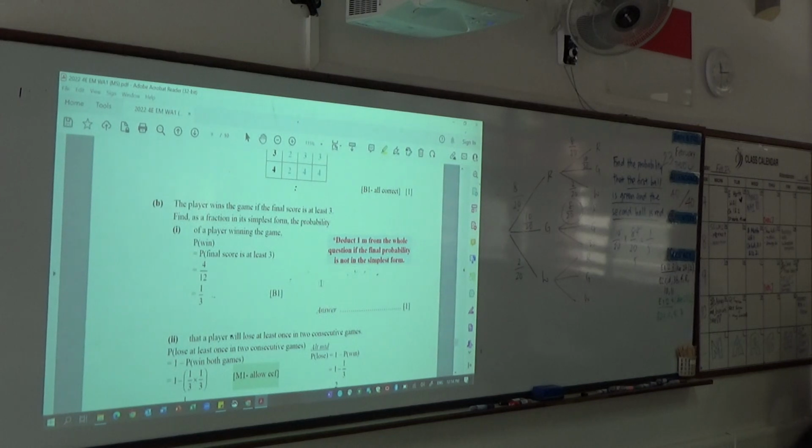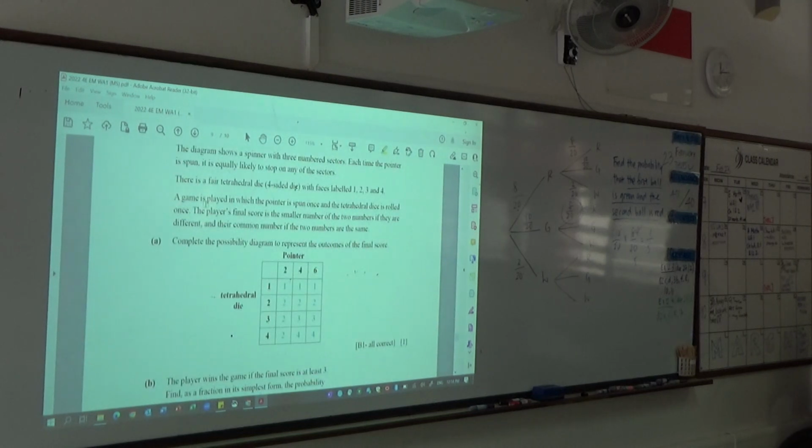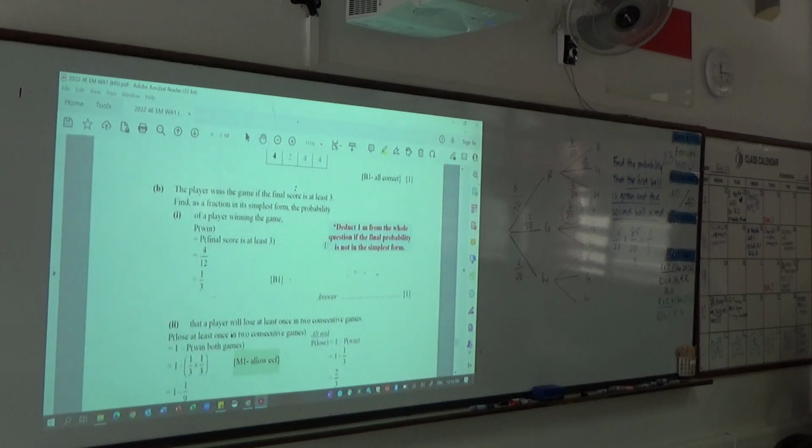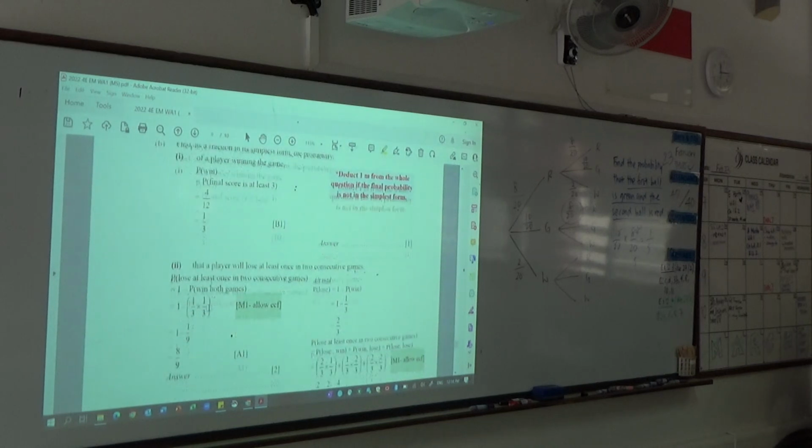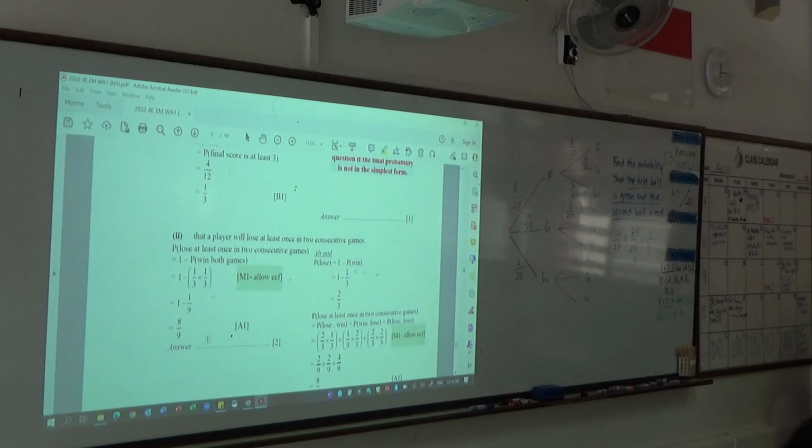Some of you interpreted the question incorrectly. The player wins the game if the final score is at least 3. But then there is this part that says how it is going to be counted: the final score is the smaller number of the two numbers. If both numbers are the same, then we take the common number itself. This sentence was very critical in knowing how to find your probability. So we get 1/3, and then in part 2, the answer will be 8/9.